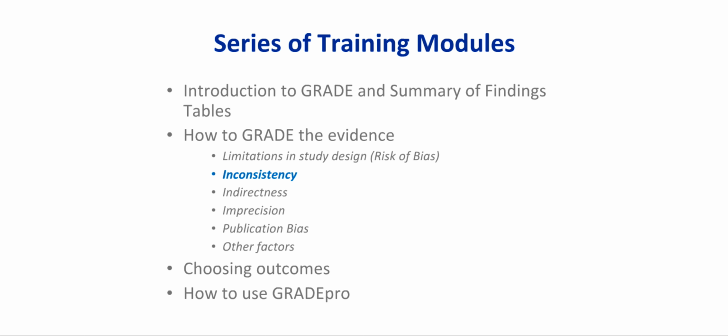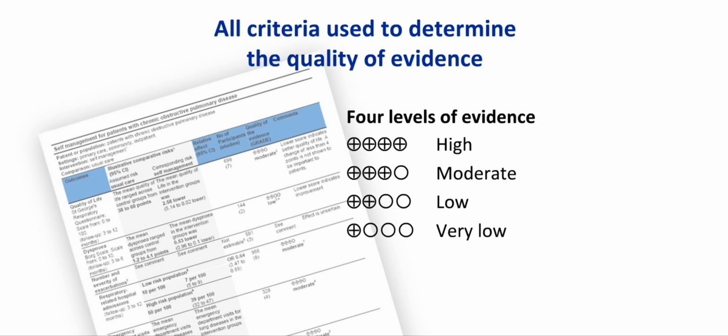We'll focus on one of the criteria for assessing the quality of a body of evidence, namely inconsistency. When assessing the quality of a body of evidence, remember that there are 4 levels of evidence: 4+, 3+, 2+, 1+, or high, moderate, low, and very low. The criteria mentioned before influence the overall quality of a body of evidence.